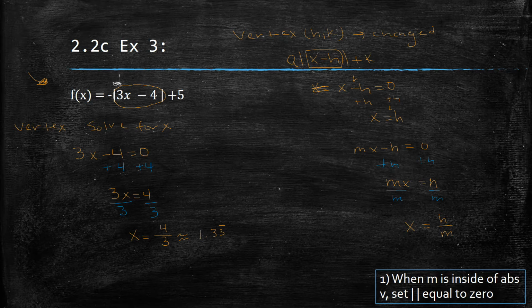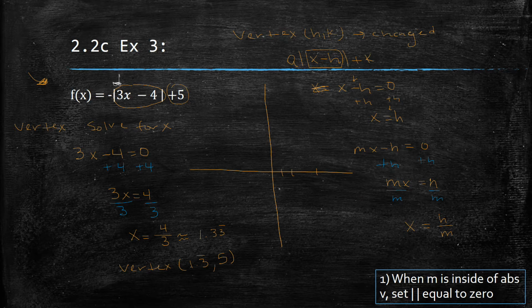And then your k value is going to be the same because it's on the outside. So it's still plus 5. So your vertex is at the point 1.3, or you can put 4 over 3, it doesn't matter, and 5. I like approximating the fractions to decimals so it's easier for you to plot on the graph, so you can see exactly how much that is.